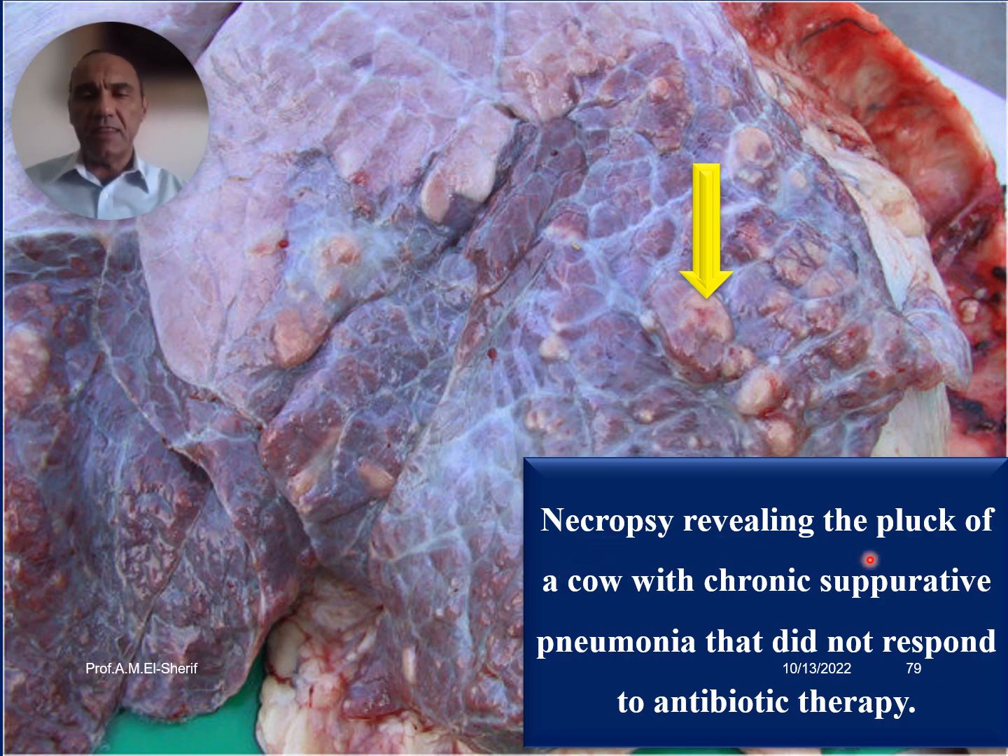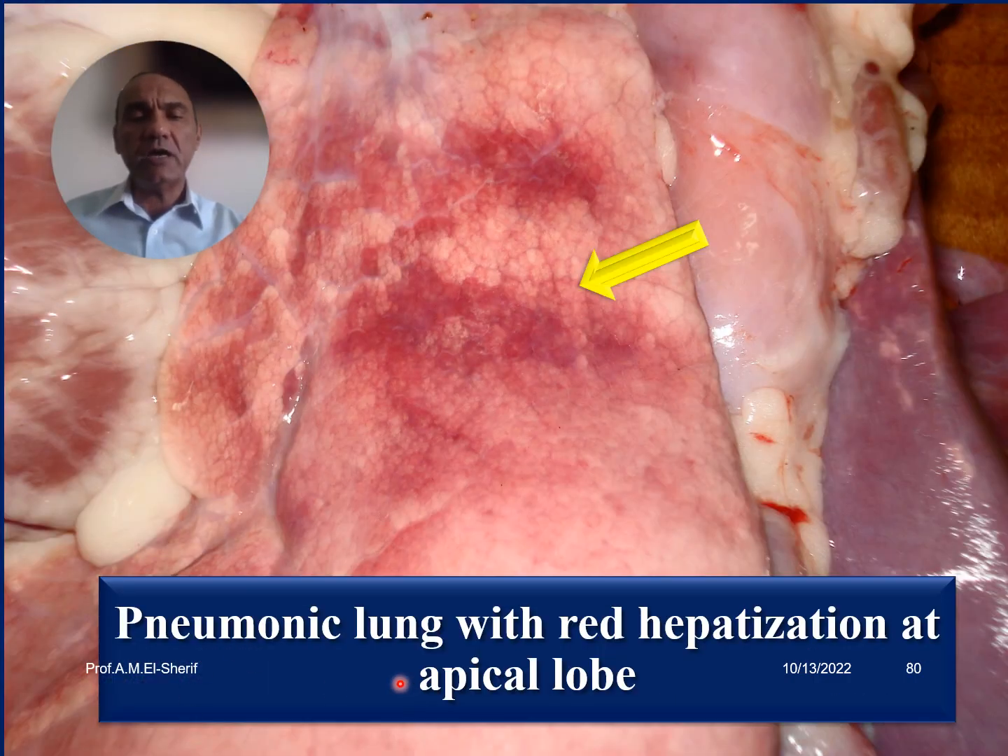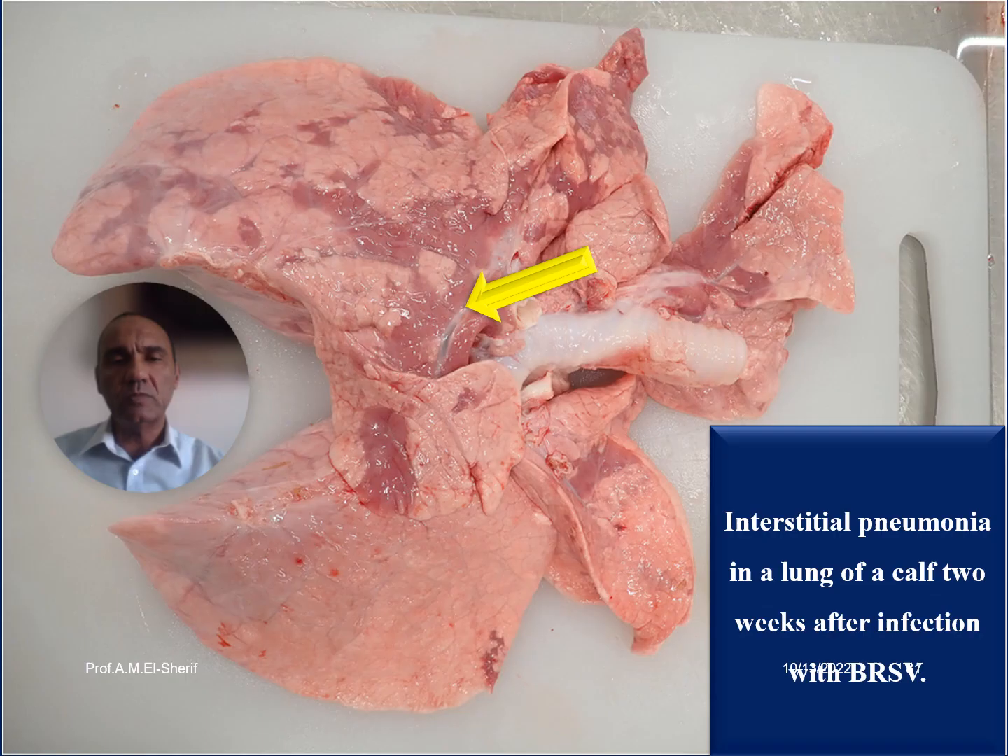Necropsy revealing the bulk of a cow's lung with chronic suppurative pneumonia that didn't respond to antibiotic therapy, where several abscesses are visible. Pneumonic lung with red hepatization at the apical lobe. We can see the dark red areas and the normal color of the tissue. Interstitial pneumonia in the lung of a calf 2 weeks after invasion with bovine respiratory syncytial virus.